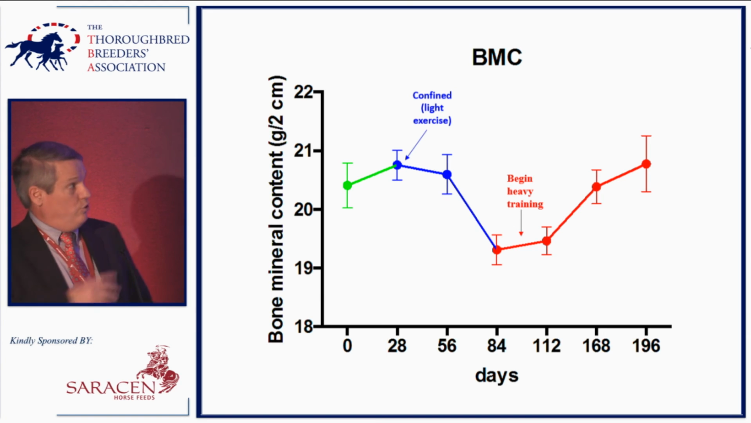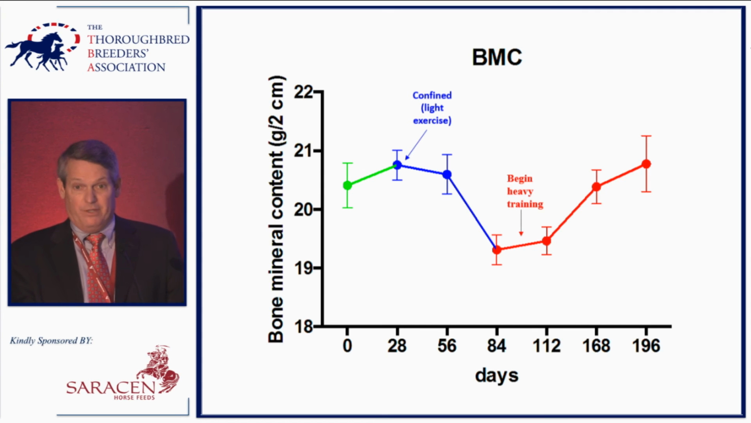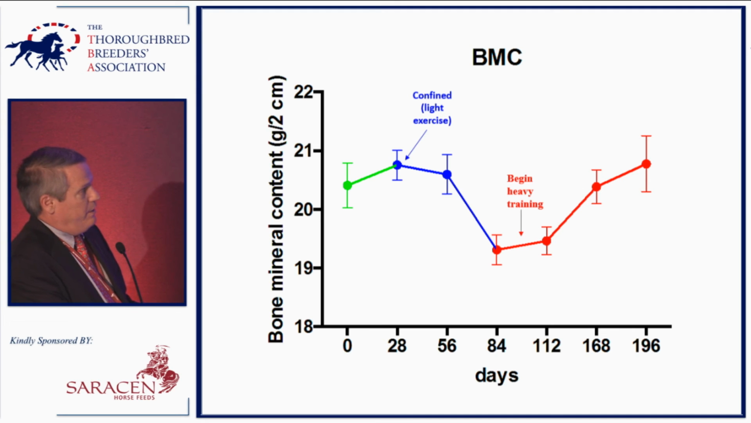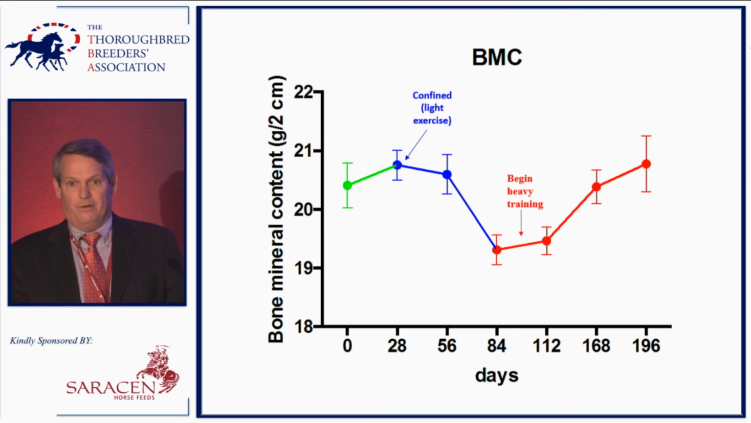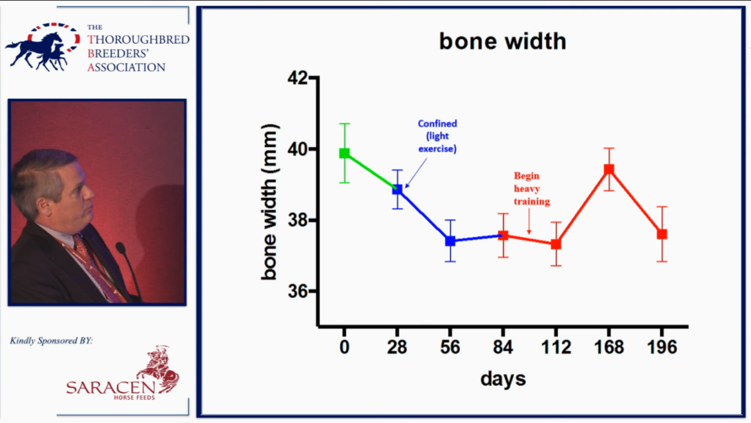This shows bone mineral content in those 2-year-olds. You can see the green part was when they had been at the farm. This is where they got confined. And for those 2 months during confinement, where they put them up but weren't able to exercise them very much, you see a drop in bone mineral content. When they began to train them heavily again, you saw a return in bone mineral content. Bone width actually dropped quite a bit. You got a return here.